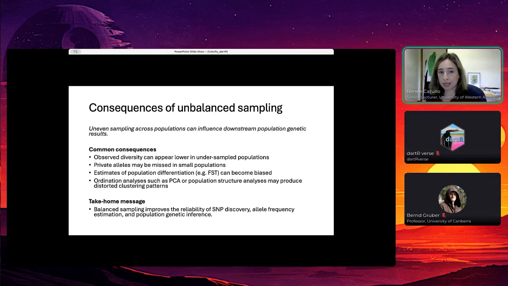So this has big effects on downstream population genetic results. Common things you can see are that observed diversity can be lower in undersampled populations if we're using SNP-based diversity metrics. We can miss our private alleles in those small populations, and we bias our estimates of things like FST, and we get some weird stuff happening in our ordination analyses. So the take-home message here is that balanced sampling improves the reliability of SNP discovery, of our allele frequency estimation, and of our population genetic inference.